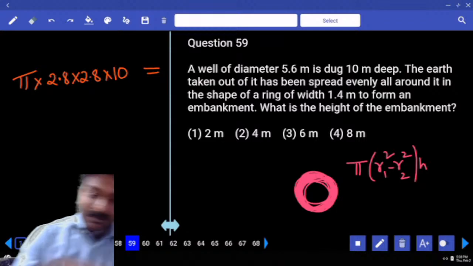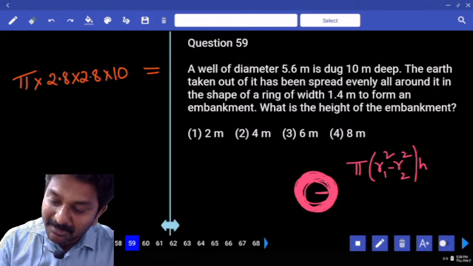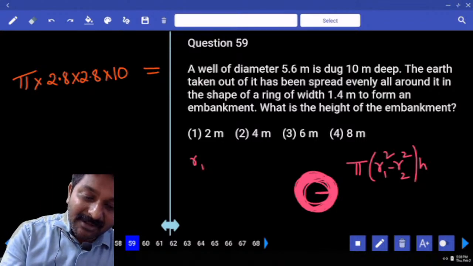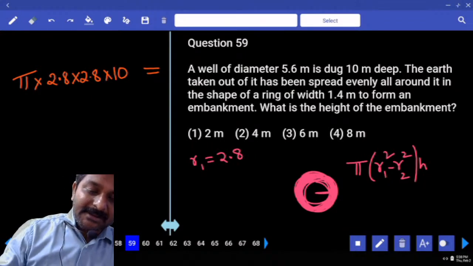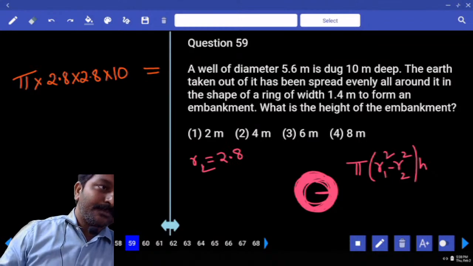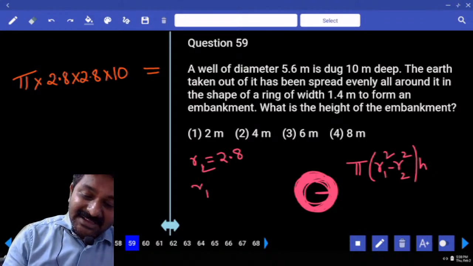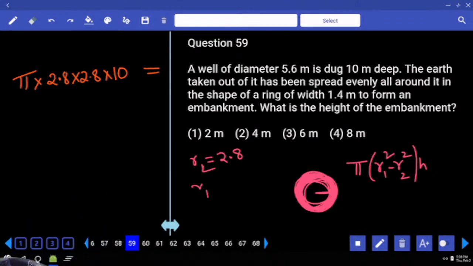2.8. So this value I am taking as r1, which is equal to 2.8. I should take it as r2. r1 in the sense radius of the well plus width of the ring. This is r1, correct? For the outer circle, the radius is starting from this point to this end.